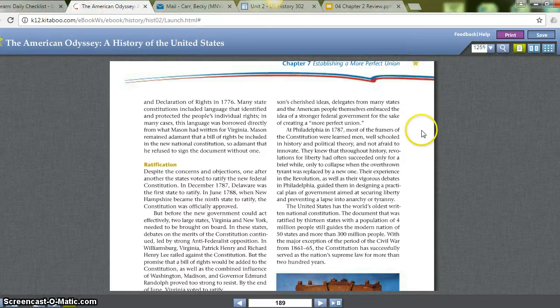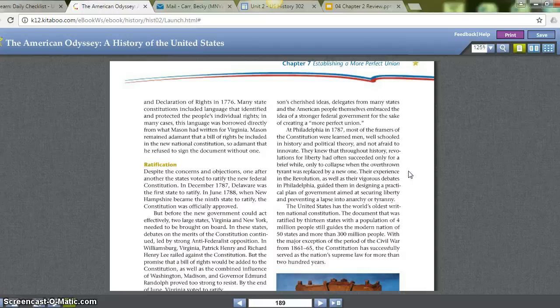At Philadelphia in 1787, most of the framers of the Constitution were learned men, well schooled in history and political theory, and not afraid to innovate. They knew that throughout history, revolutions for liberty had often succeeded only for a brief while, only to collapse when the overthrown tyrant was replaced with a new one. Their experience in the Revolution, as well as their vigorous debates in Philadelphia, guided them in designing a practical plan of government aimed at securing liberty and preventing a lapse into anarchy or tyranny.